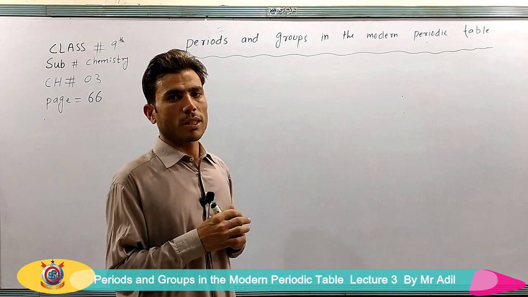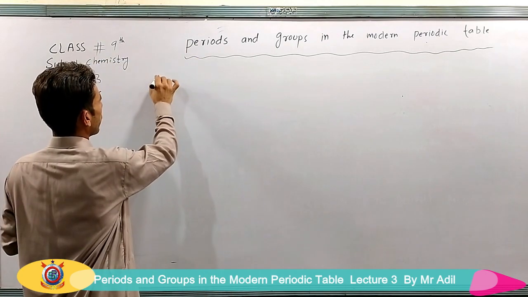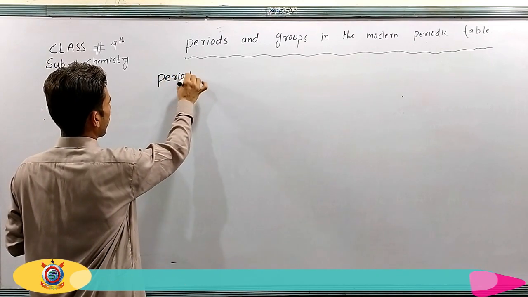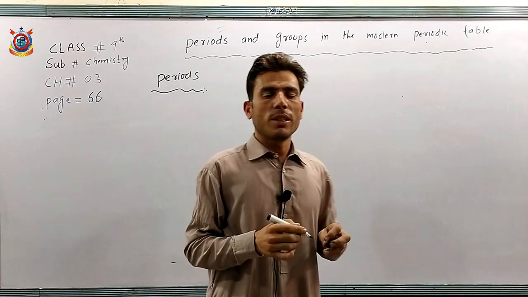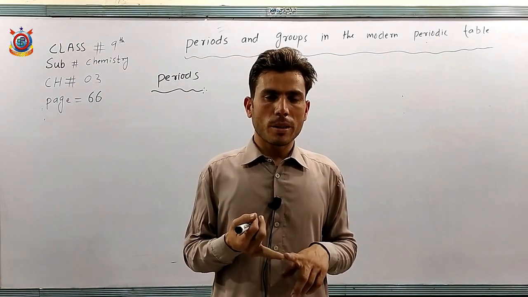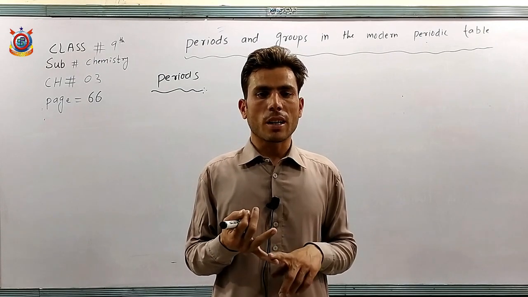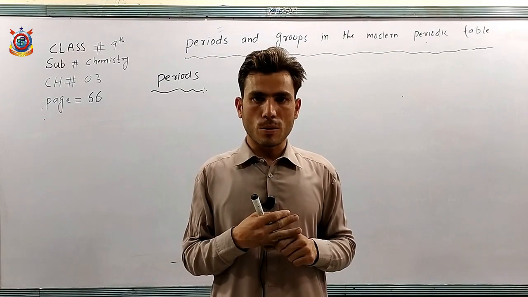First, I am going to discuss the periods. What are periods? Periods are simply defined as the horizontal rows in the modern periodic table. The horizontal rows of the elements in the modern periodic table are known as periods.